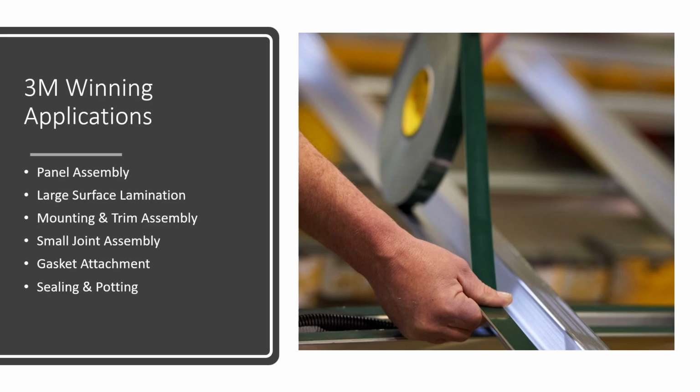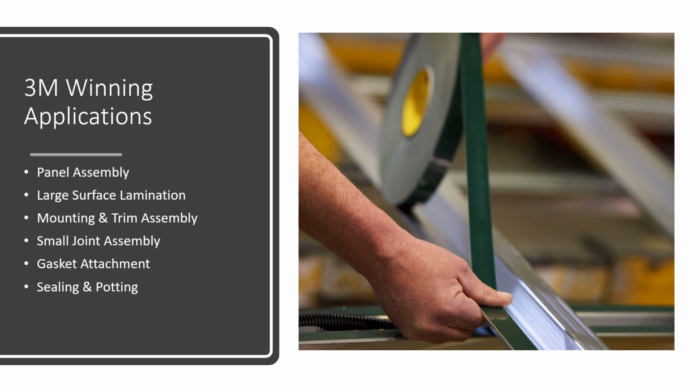Some of 3M's winning applications: panel assembly, large surface lamination, mounting and trim assembly, small joint assembly, gasket attachment, and then sealing and potting. Panel assembly, you're going to have some good solutions with VHB tape, structural adhesives, even some adhesive sealants. Large surface lamination applications tend to be utilizing a larger surface worth of tapes and adhesives, so like wide width tapes or spray adhesives. Mounting and trim, really good solution for tapes as well.